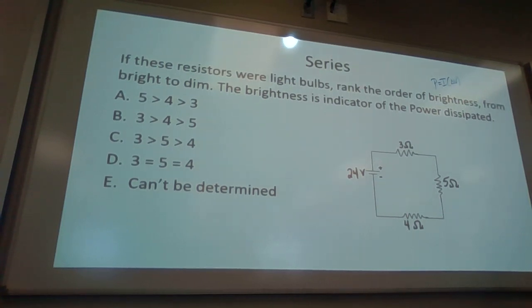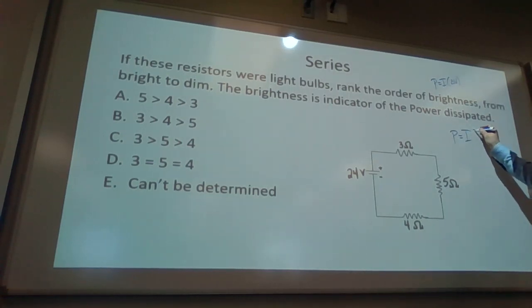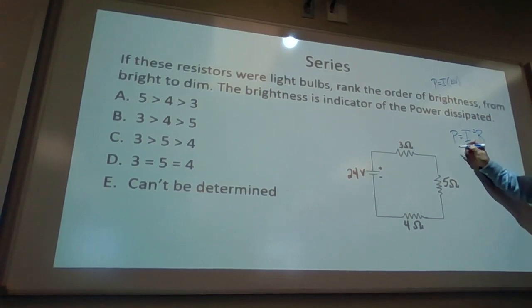Right with that? Okay, the shortcut would be to look at this equation. This is combining Ohm's law and the power equation. The reason why I choose this shortcut, this approach, is because the current's the same. So as the resistance goes up, power dissipated also goes up.